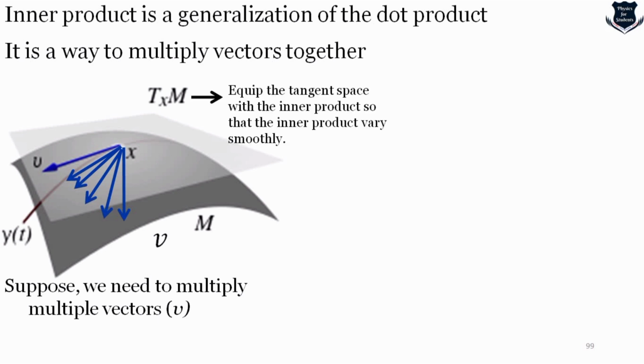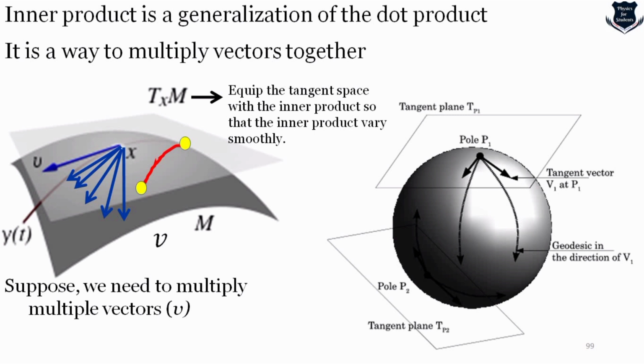So our target is to equip the tangent space, the entire space, with the inner product so that the inner product varies smoothly. Why smoothly? Because if it is not varying smoothly, it would be difficult for us to calculate. So these are the 2 points, and we get a curved line, a red one like this, and I have taken it from ResearchGate. This is the photograph which shows this is the tangent vector, this is the geodesic which you see, and this is the real geodesic.